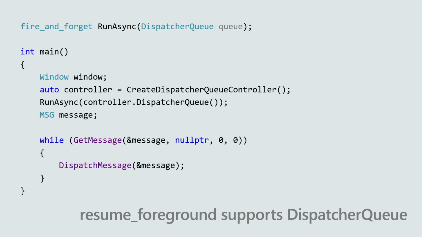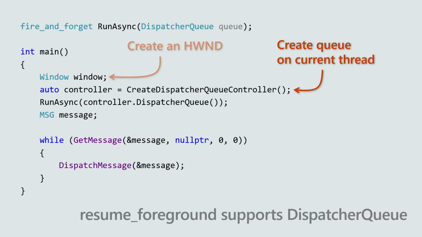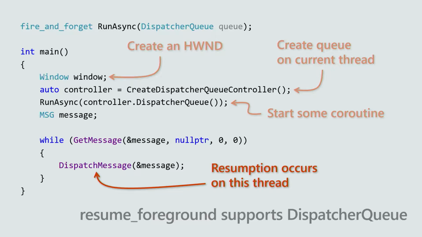So here's an example of what your typical desktop Win32 application might look like. You might have some abstraction, some window class that manages an HWND, perhaps calling CreateWindowEx and so on, hooking up a bunch of message handlers. And then we call that create DispatcherQueue controller function to create that queue on the current thread. We can then pass the DispatcherQueue to a coroutine. It can then suspend and resume as you would expect. And resumption always occurs in the message loop itself.